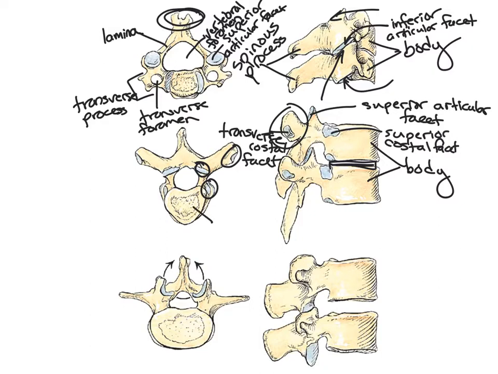Here's our body again. And then between the transverse process and the body, we have the area called the pedicle. And then between the transverse process and the spinous process, we have the lamina.